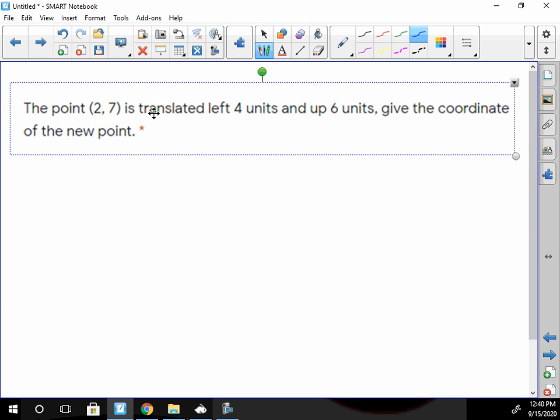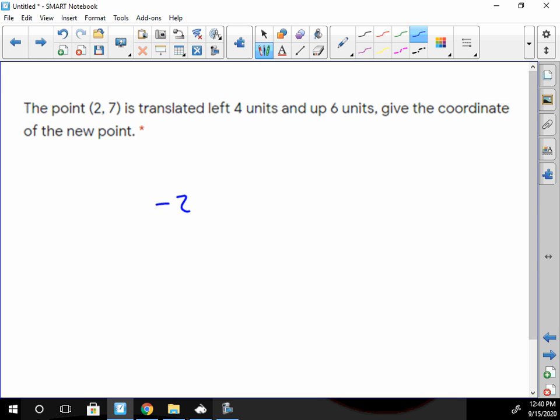Point (2,7) is translated left 4 units and up 6 units. So 2 minus 4 gives me negative 2. 7 plus 6, because it's up, gives me 13. That's my new point.